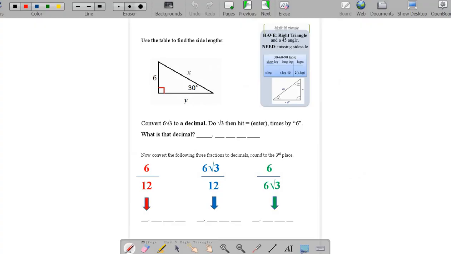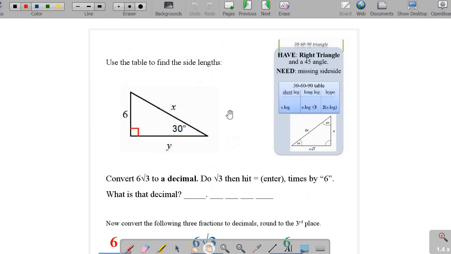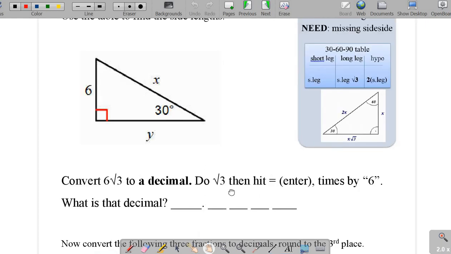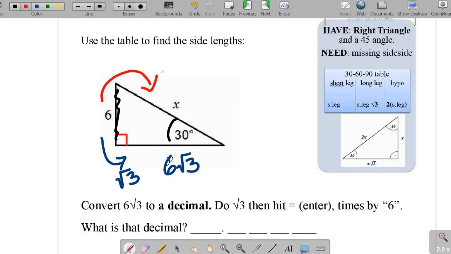Step number 1, we're asking the question, what is the connection between this 30, 60, 90 and our calculator? Taking a look here, 30 is my frame of reference. The 6 is my short leg. So to the long leg, times root 3, I get 6 root 3 here. Times by 2 is 12.